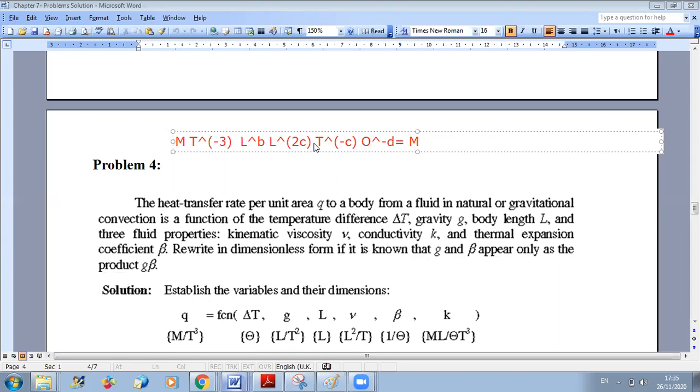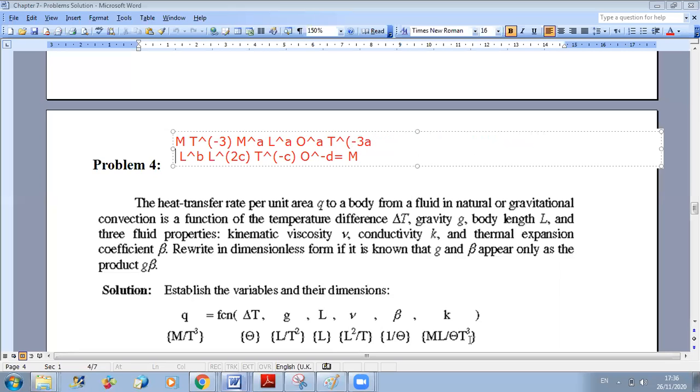I will put K. Okay, so what is the unit for K? M L over theta T cube. So it will become M to the power A times L to the power A times theta to the power minus A, and T to the power minus 3A. Exactly. Be careful, I mistakenly took G with them before; the last 4 variables are what I have.